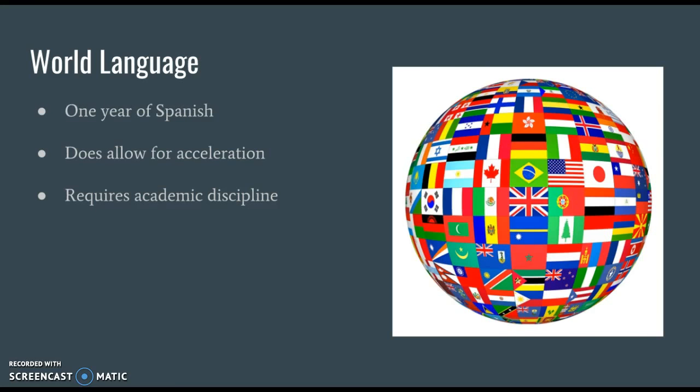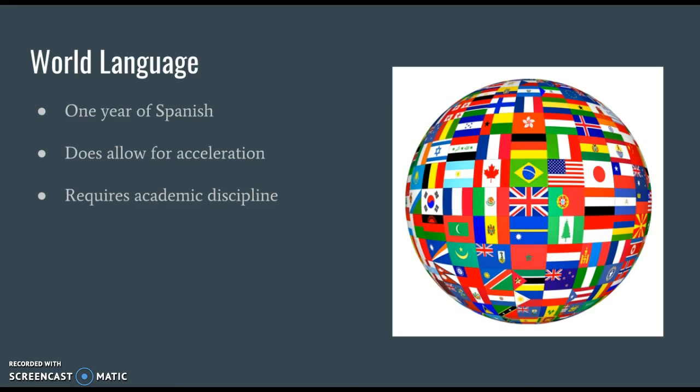One big change that happens in 8th grade is the opportunity to take our Spanish 1 class. It's listed as Spanish 1 because it is the first year of Spanish at the high school level. Now, students do not get high school credit for the Spanish class, but it does allow them to accelerate. And what that means is, if they take Spanish their 8th grade year, they will have the opportunity to take Spanish 2 their 9th grade year.